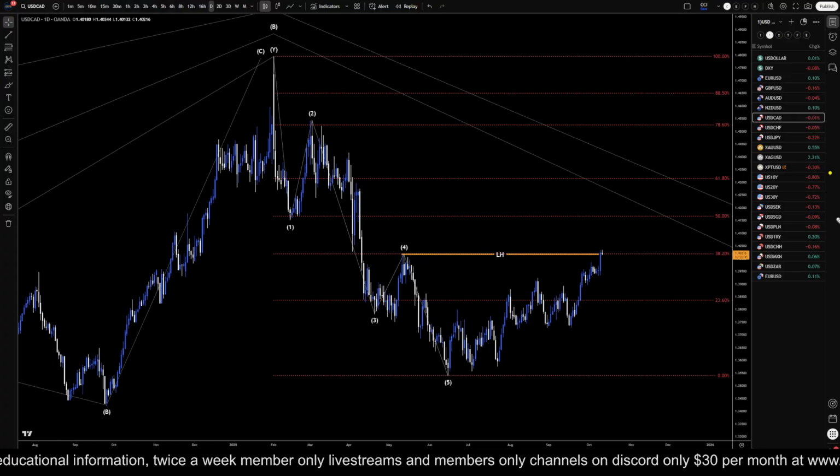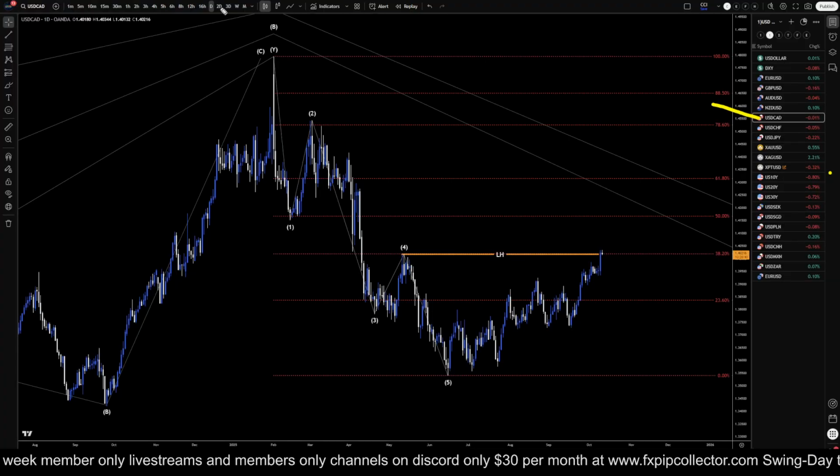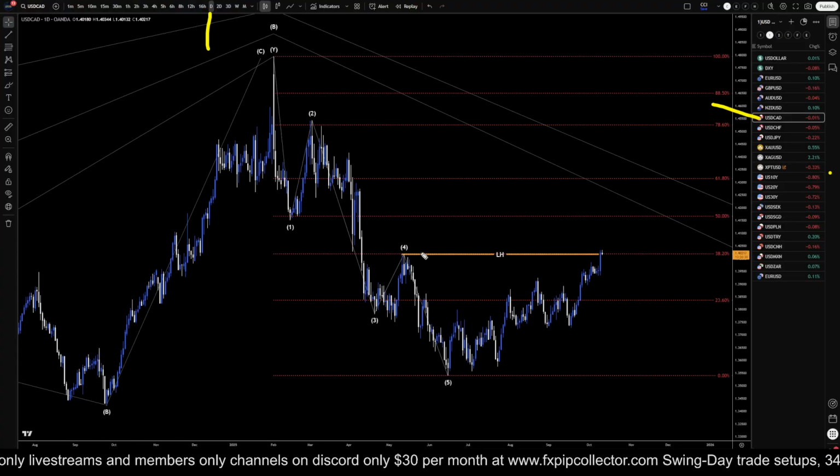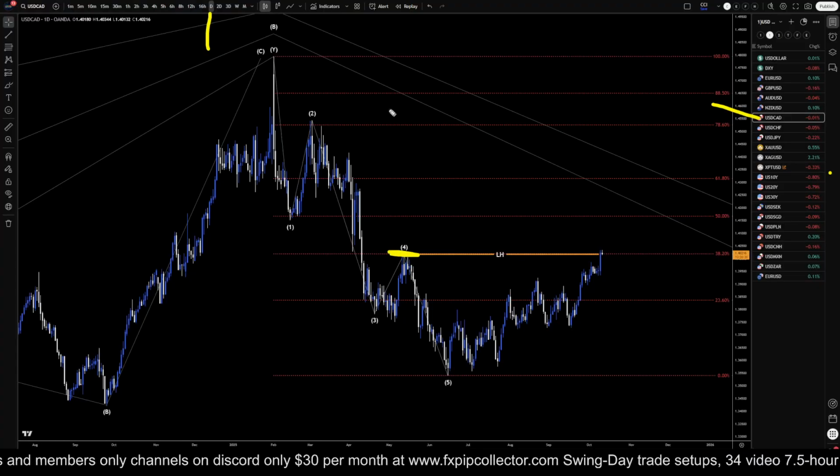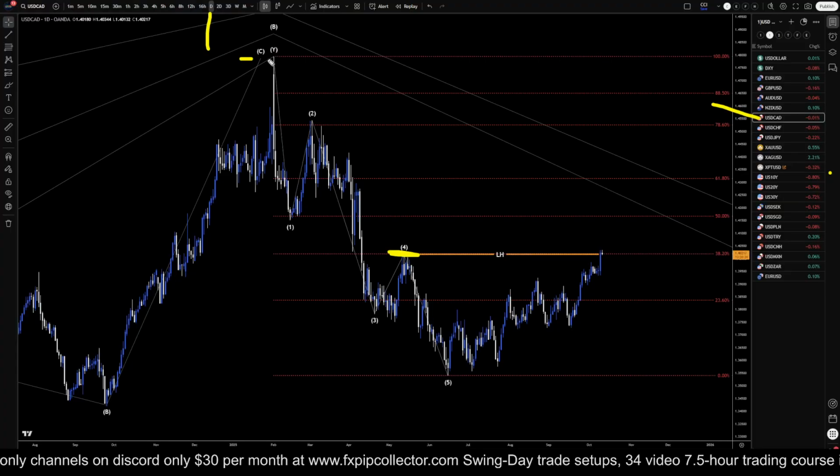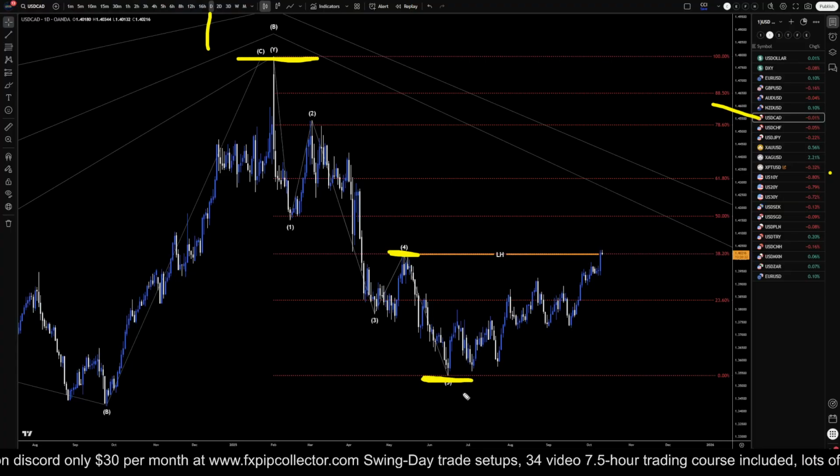Today is Friday, October 10th, and this is my analysis for the US dollar Canadian, and we're on the daily time frame. So on the daily time frame, we did break this high of wave 4, which tells me that this is definitely over, that we are likely in a crescent to this whole move down.